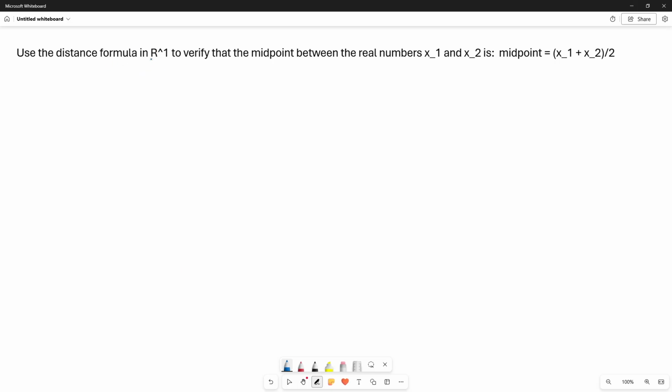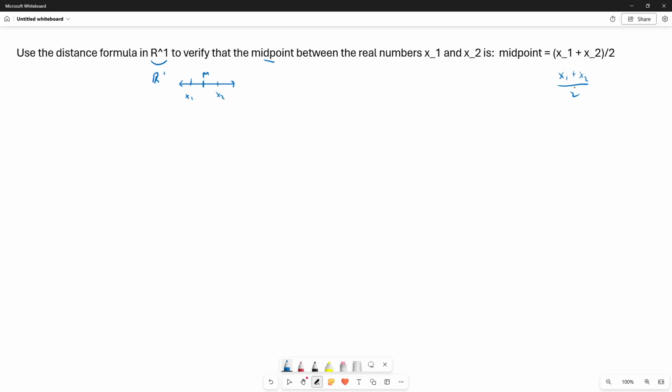Use the distance formula in R1. That's just a number line, one-dimensional. Use the distance formula in R1 to verify that the midpoint between two real numbers, x1 and x2, is given by the formula midpoint equals x1 plus x2 quantity divided by 2. So this is the supposed midpoint. We'll call it M.